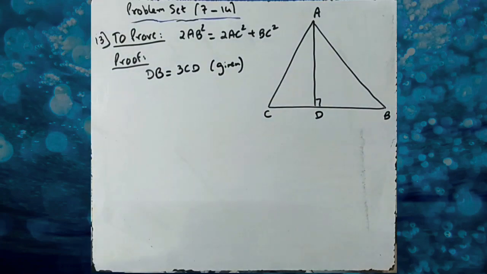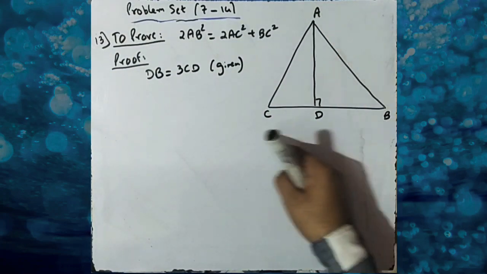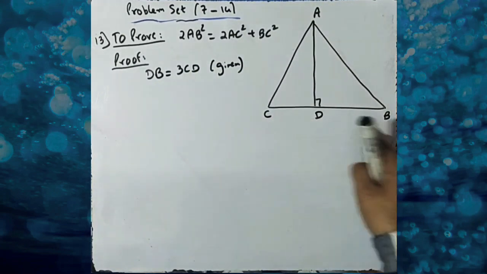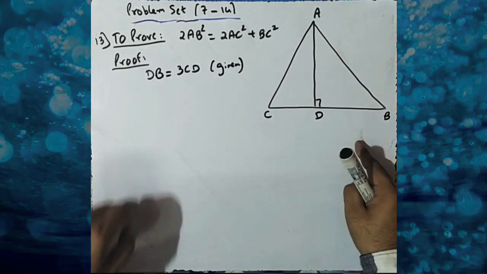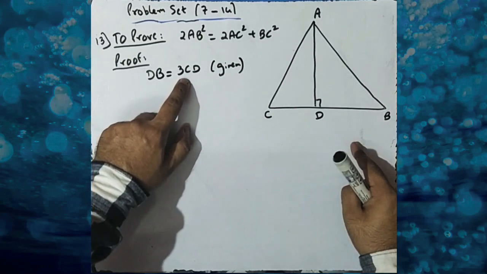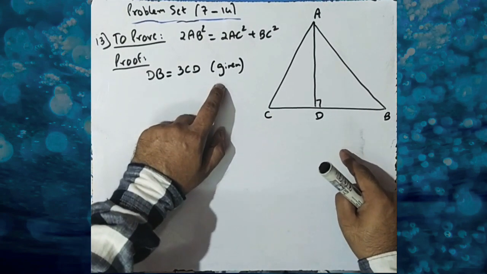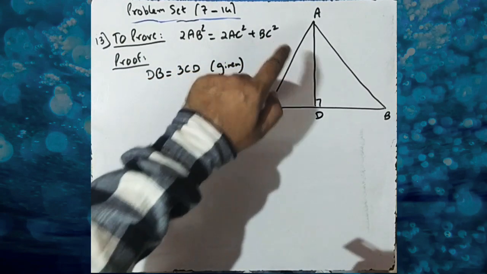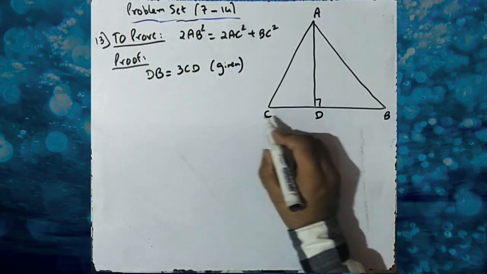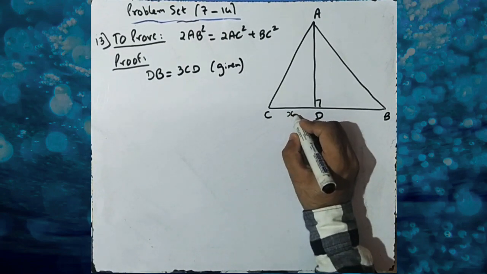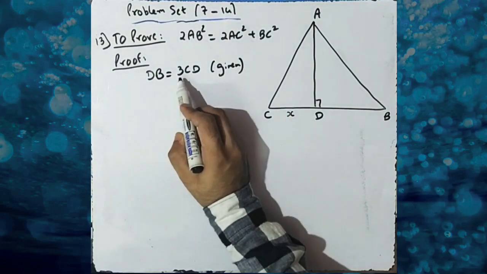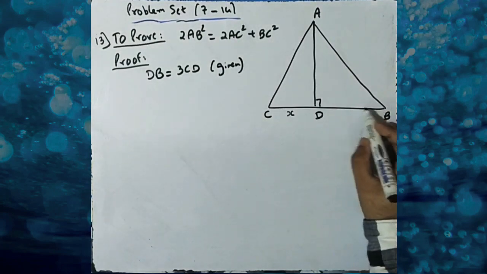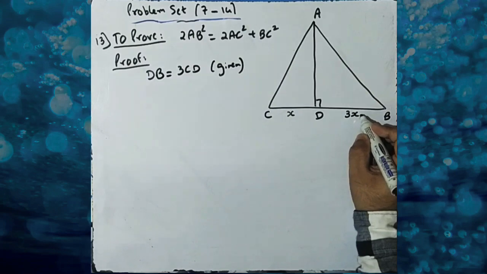In the 13th sum, there is one triangle ABC, AD perpendicular to BC, and DB is equal to 3CD. That is given. We have to prove 2AB square is equal to 2AC square plus BC square. Let us consider CD as X. DB is thrice CD, so DB will become 3X.